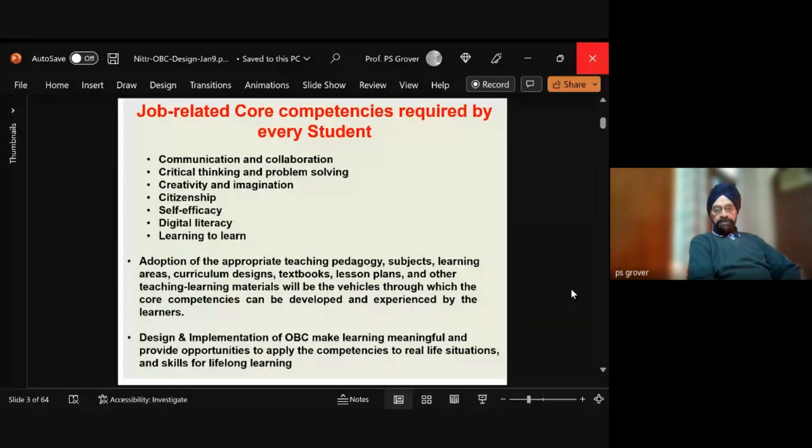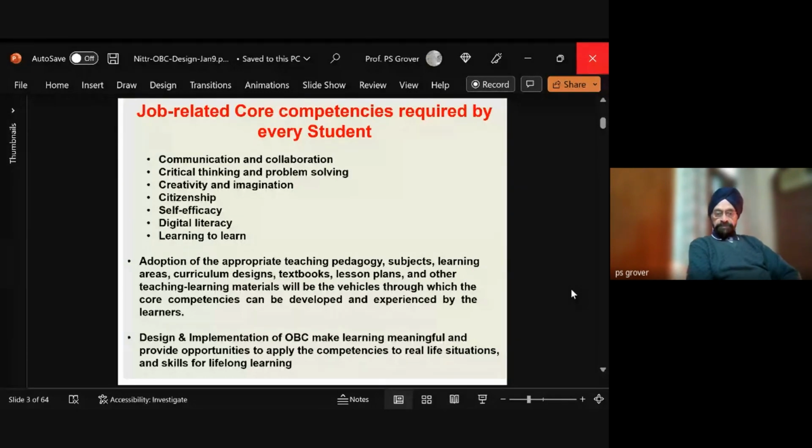We are all aware that job-related core competencies required by every student are communication and collaboration, critical thinking and problem solving, creativity and imagination, being a good citizen, self-confident, having digital literacy, and lifelong learner, learning to learn. Now, these are the requirements that every student needs to imbibe and demonstrate. How can these be done in the class? How can the student be prepared with these competencies and face the world?